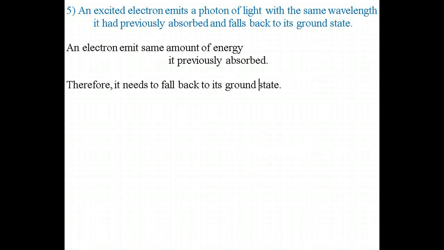Our fifth observation was an excited electron emits a photon of light with the same wavelength that it had previously absorbed and falls back to its ground state. Well, that is pretty obvious: the photon represents energy, and an electron emits the same amount of energy it previously absorbed as a photon. Therefore, the electron needs to fall back to its ground state because it has less energy now.